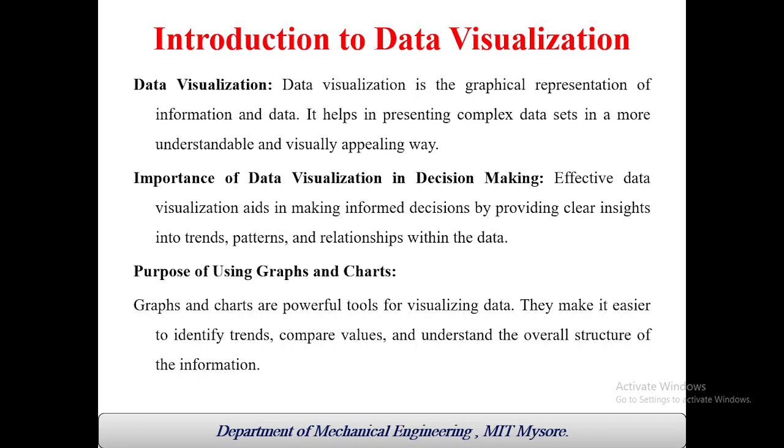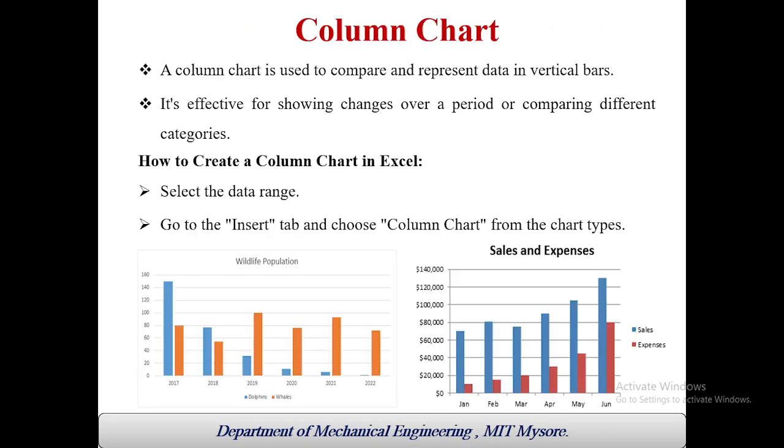So to begin with, the first type of representation is a column chart. A column chart is used to compare and represent data in vertical bars. It's effective for showing changes over a period or comparing different categories. So here we have taken an example of wildlife population over the years.